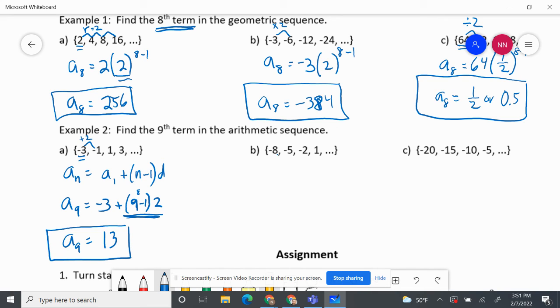For the next one, first term is negative 8, and what's happening each time is that I am adding 3. So a sub 9 is equal to negative 8 plus, and then I have 9 minus 1, and I'm multiplying it by 3. So 9 minus 1 is 8. 8 times 3 is 24. And then what I have is 24 plus a negative 8. And that gives me 16.